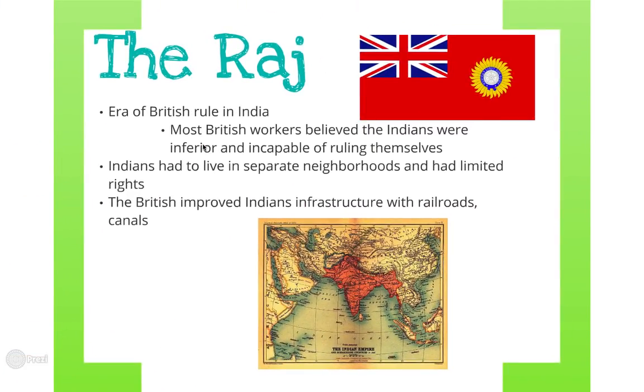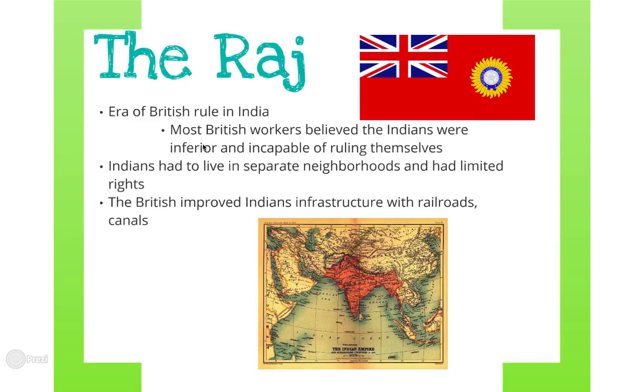Now, the Raj is an era of British rule in India. What you have to understand is that the reason that Britain felt like they could take over India is because they felt like the Indians were less than them. So we use the word inferior, and that they were like savages or incapable of ruling themselves. We know now, and we know in world history that that's not necessarily true.